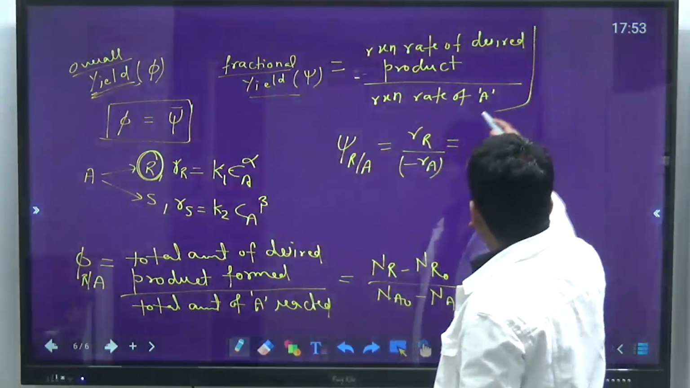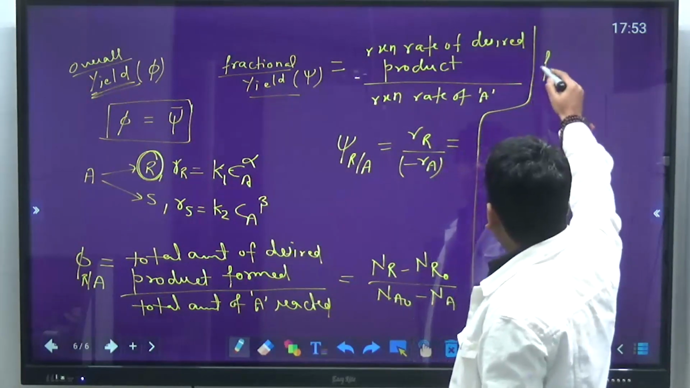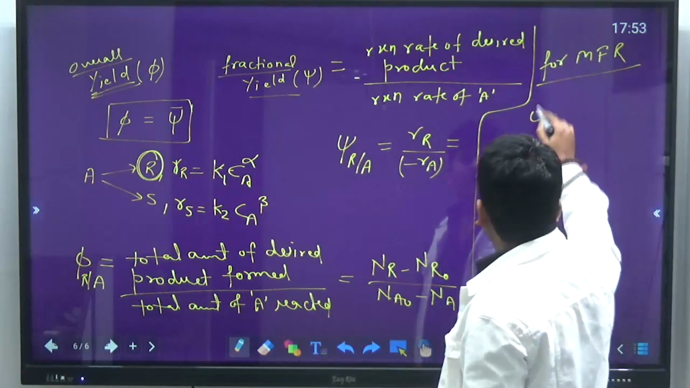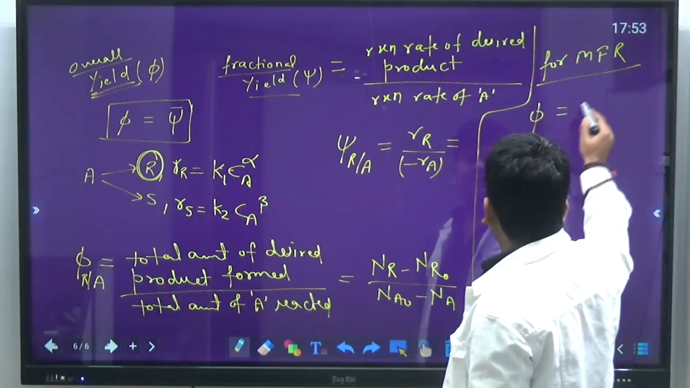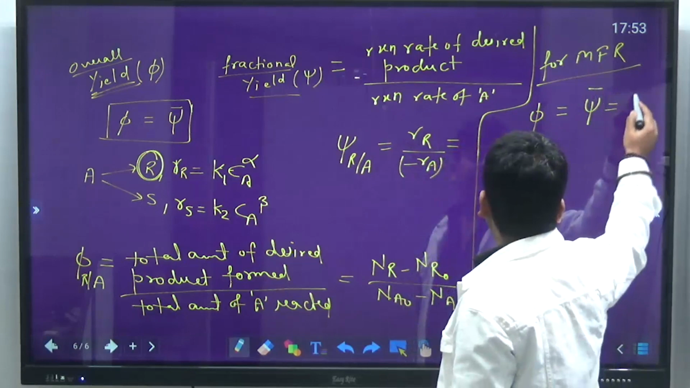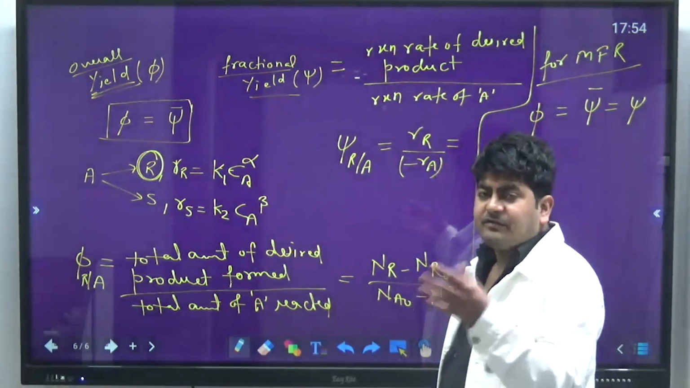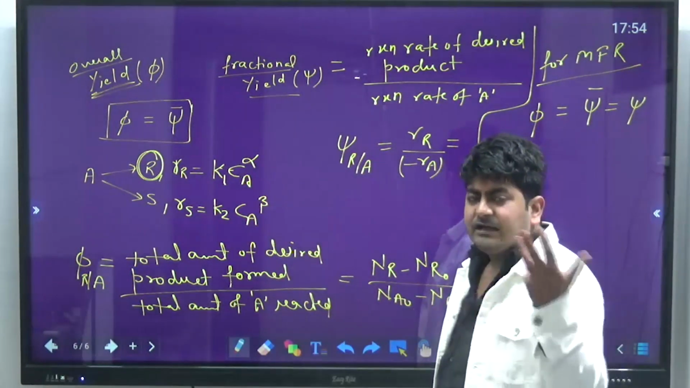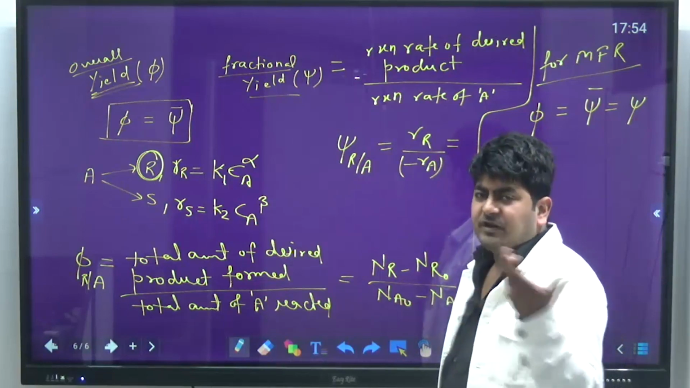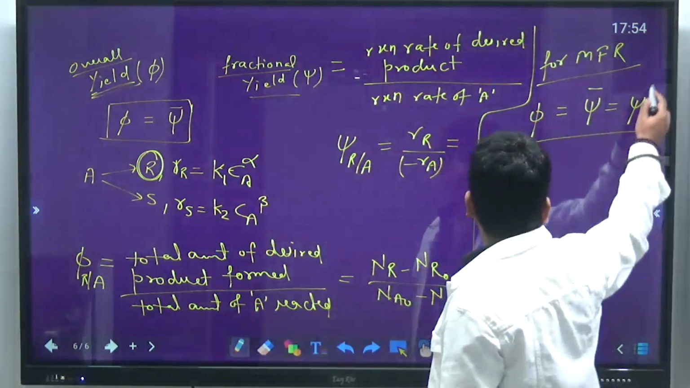Okay, and here one thing should be clear to you. For MFR, overall yield will be equal to average fractional yield, and that will be equal to fractional yield. As in MFR we have uniform concentration throughout, so fractional yield will be uniform as well.